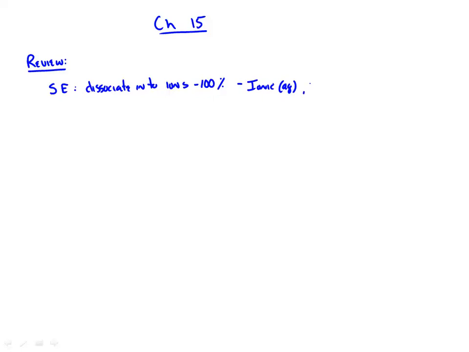And what are the last two categories? Strong acids and strong bases. What is a weak electrolyte? Yeah, meaning most of it is actually written or looks like a molecule. And what things are weak electrolytes? Weak acids and weak bases.